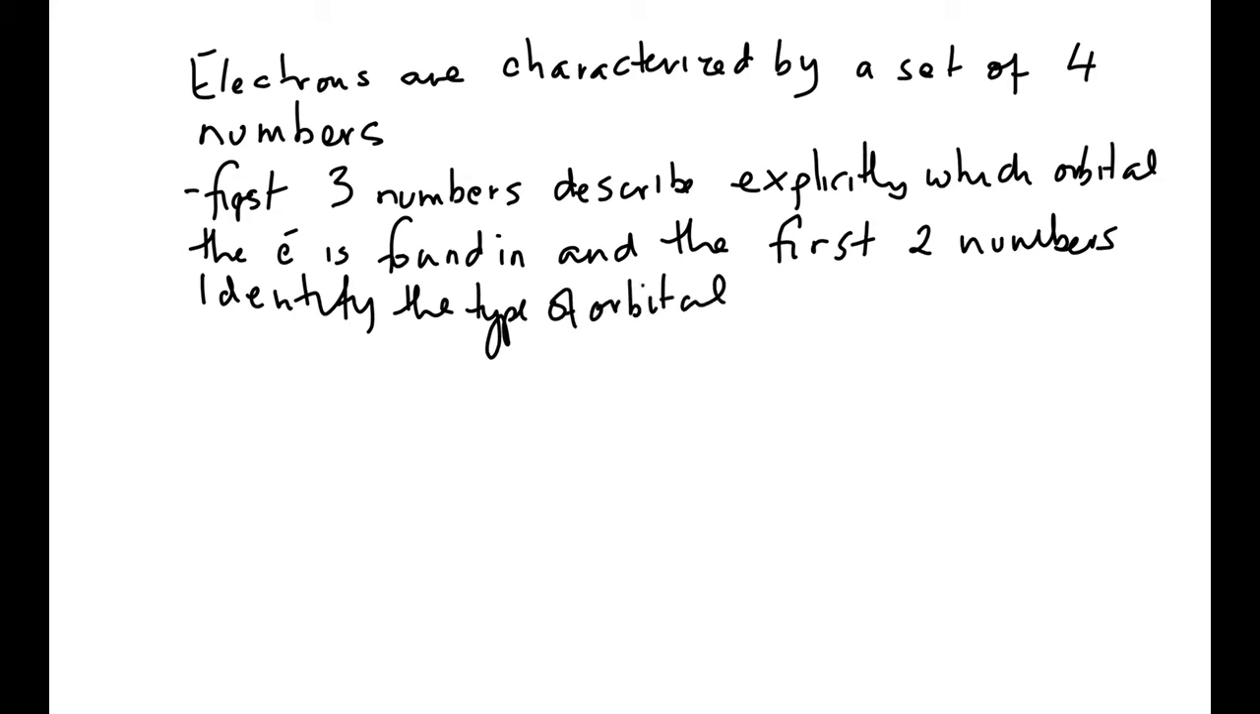All four numbers identify the electron. You're going to be responsible to know the first two numbers for the types of orbitals and all four for the electrons, but you won't have to identify the specific orbital. So these four quantum numbers are rules.